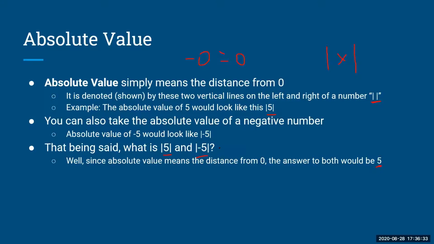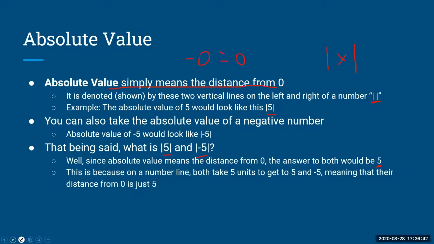So if you don't want to memorize the formal definition, just know that anything in absolute value becomes positive. Now, anything outside of it might affect it though. This is because on a number line, it takes 5 units to get to 5, and negative 5 means that the distance from 0 is also 5. So there you go. Absolute value of 5 is 5. Absolute value of negative 5 is 5. And like I said, if you don't memorize the definition, which simply means the distance from 0, then just know that it makes everything within the absolute value positive.